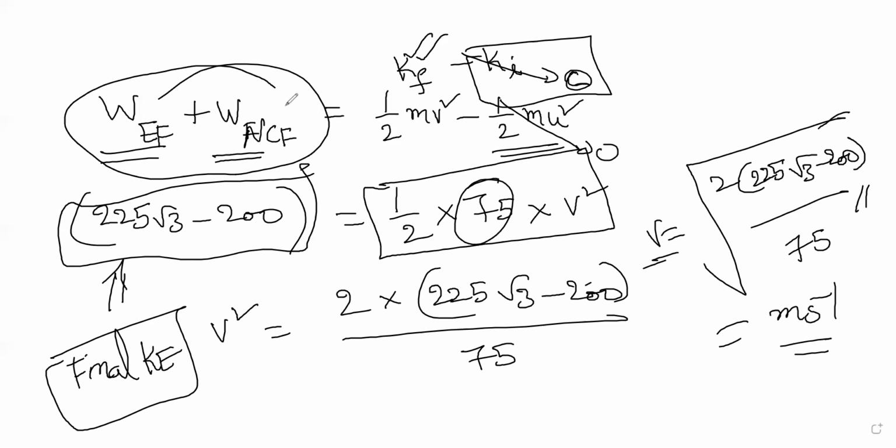Work done by the non-conservative force is the work done by the frictional force that you have calculated. You sum that with the work done by your external force, that is from the lift. This part is coming from the lift. So both the quantities we have calculated. This is how we get them.